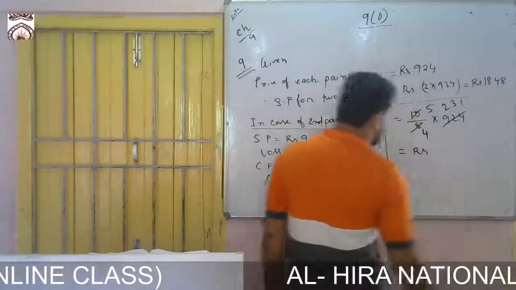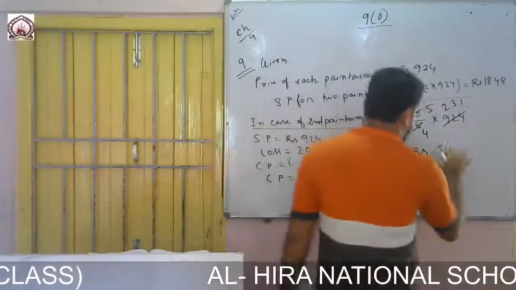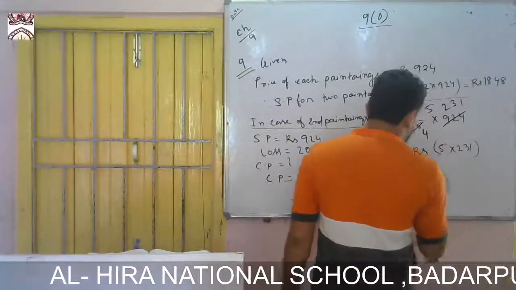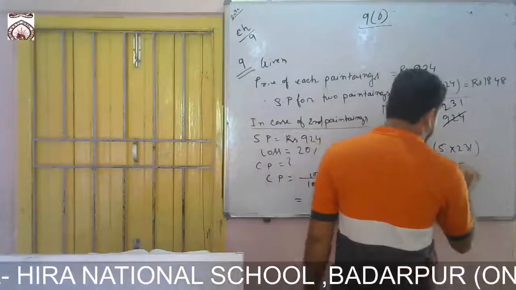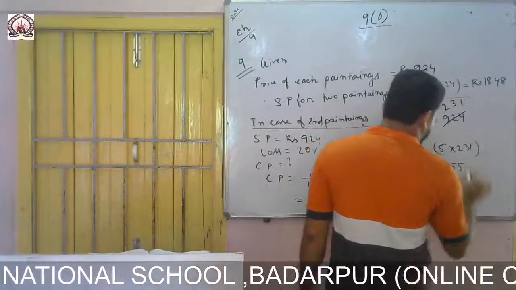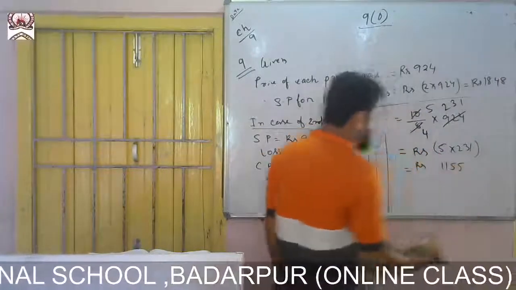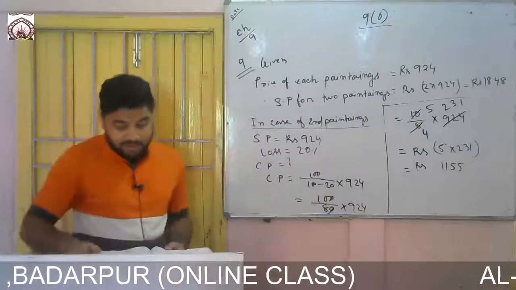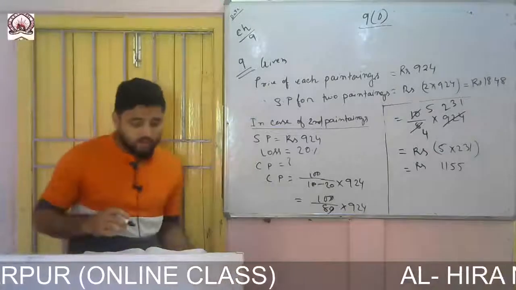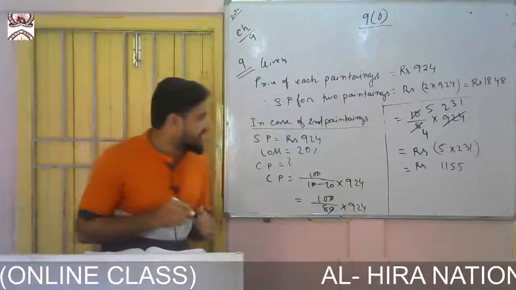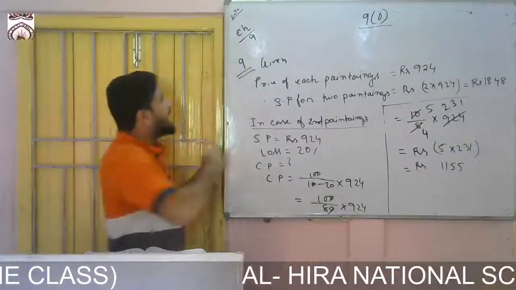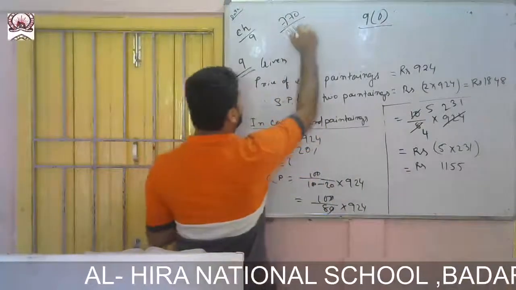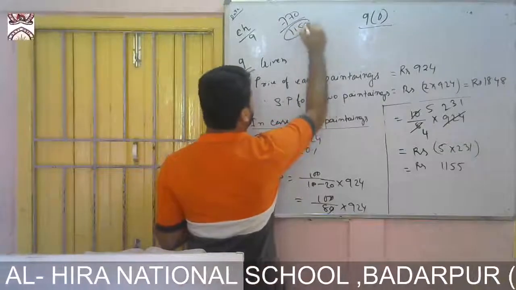Now it will be rupees how much? 5 into 231, multiply. 5 1s are 5, 5 3s are 15, carry 1, 5 2s are 10, carry 1, 11. Double 1 double 5, 1155. Okay, now it is easy. Now you can find the total cost. Earlier it was 770, and now 1155.